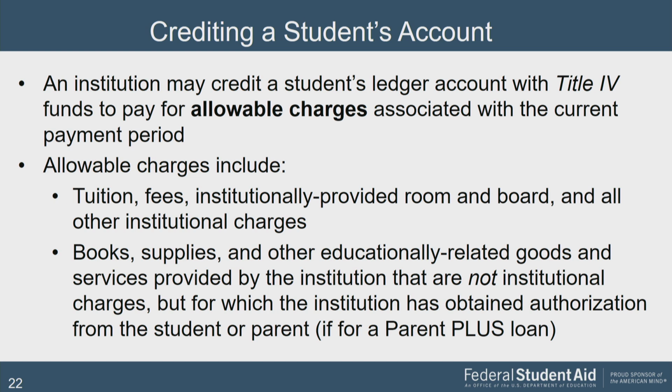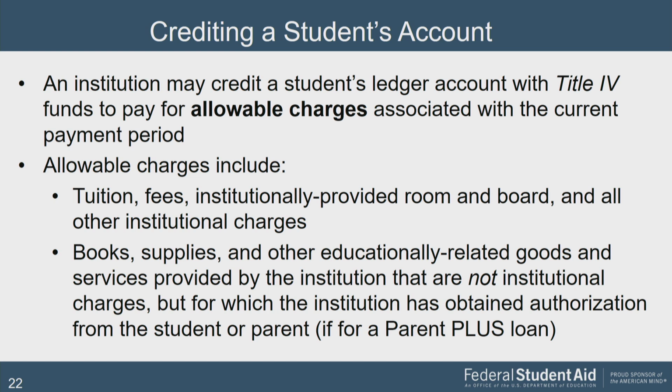And you can see here that an institution may credit a student's ledger account with Title IV funds payable for allowable charges associated with the current payment period. So we say you can charge students' accounts for allowable charges. Let's look at what those allowable charges are. Allowable charges always include tuition fees, institutionally provided room and board, and all other institutional charges. Books, supplies, and other educationally related goods and services provided by the institution that are not institutional charges, but for which the institution has obtained authorization from the student or parent.